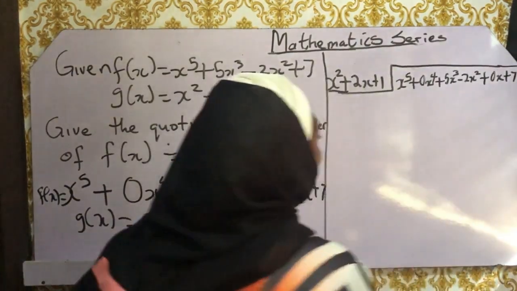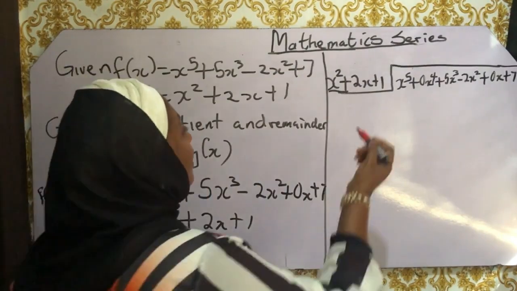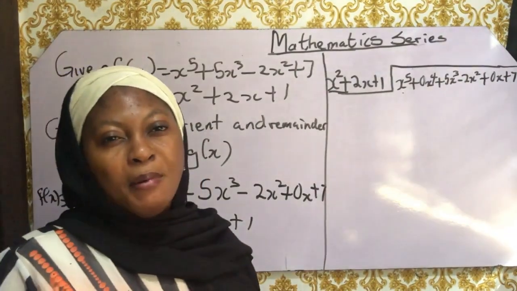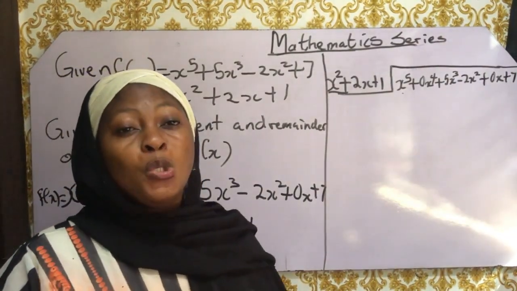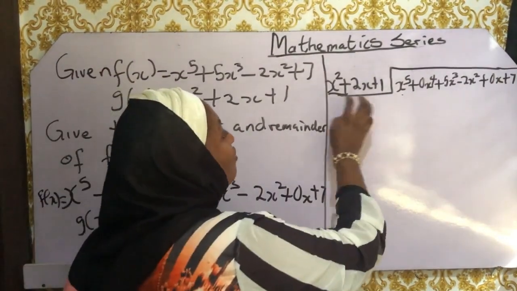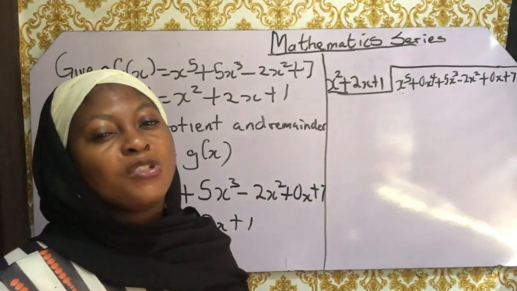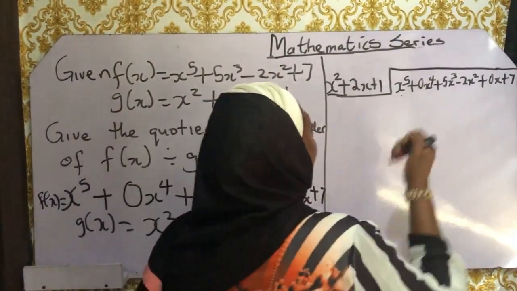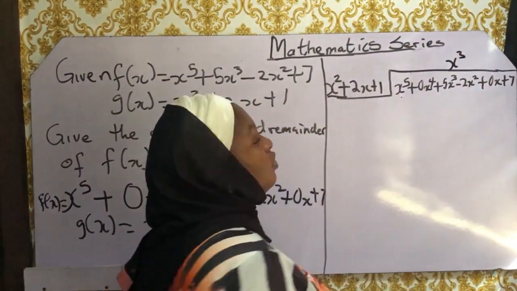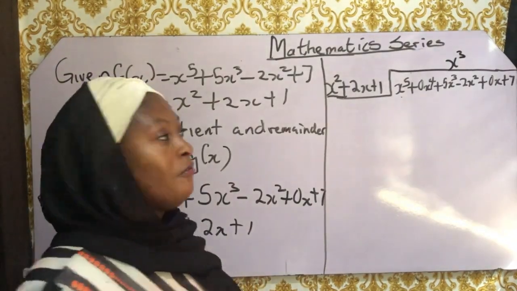Okay. So just like the normal long division, x to the power of 5 divided by x to the power of 2. Remember when you have powers, in division, you subtract the powers. So x to the power of 5 divided by x to the power of 2 will give you x to the power of 3. So you have x to the power of 3. x to the power of 3 multiplied by x to the power of 2 will give you x to the power of 5.